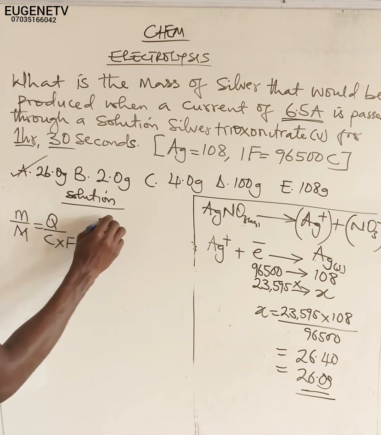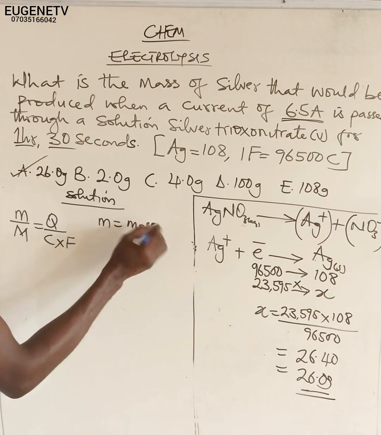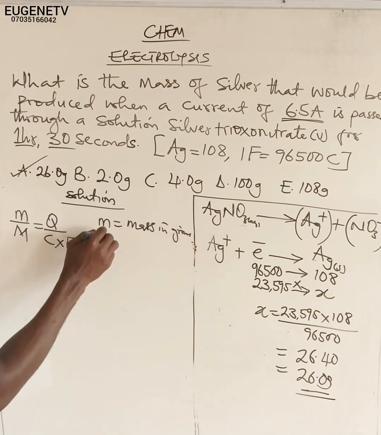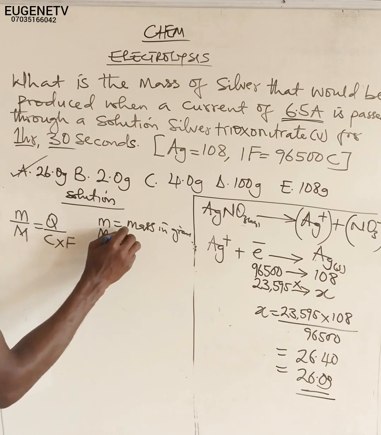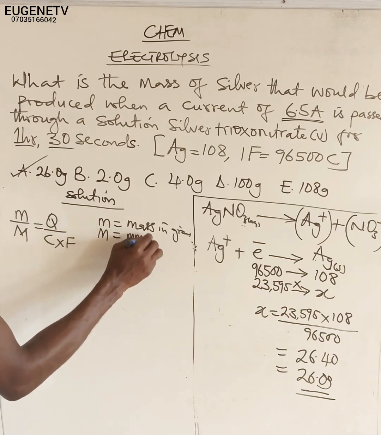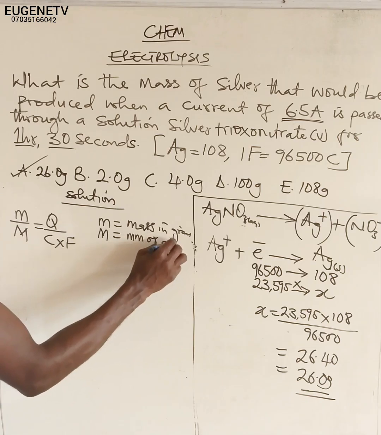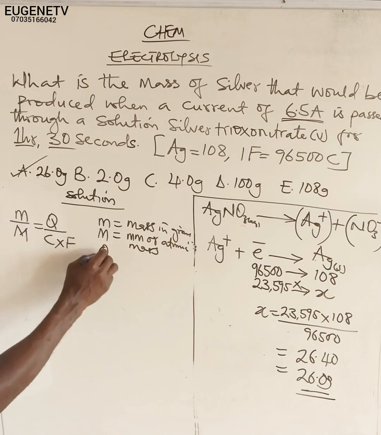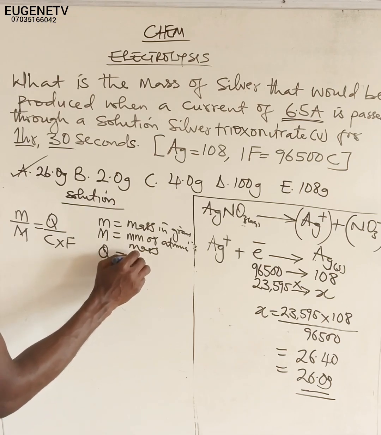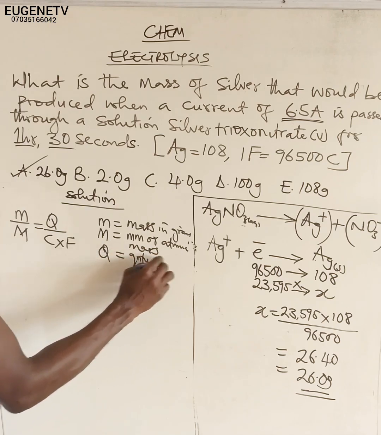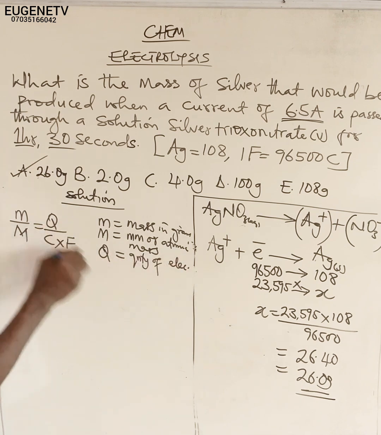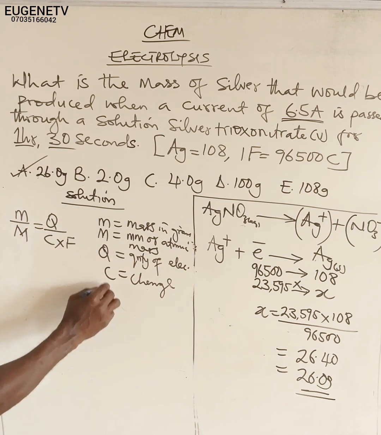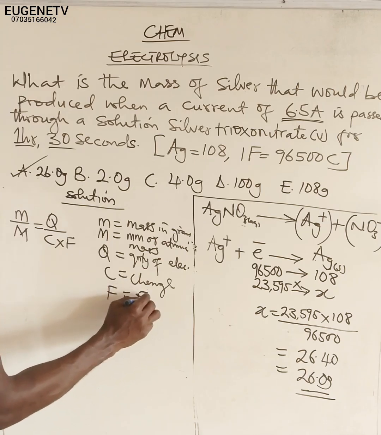Now, this small m here means mass, the mass of the substance, usually in gram. Then the capital M there is the molar mass, or atomic mass. The atomic mass of the element. So Q, we know, is the quantity of electricity. That is the meaning of the Q there. While C is the charge of the ion. The charge. Of course, our F is our Faraday.